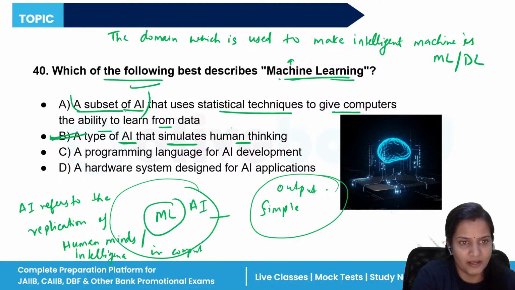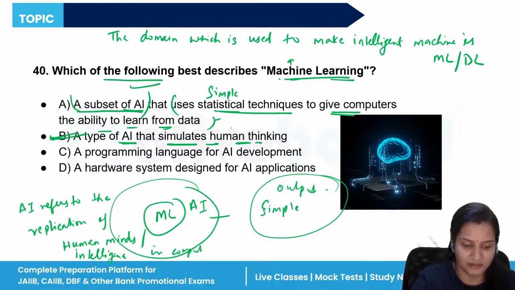Till here, it is correct. It is a subset of AI that uses statistical techniques to give computers the ability to learn from data. All these works a simple computer can also do. So what is unique in this case? What is unique is that it stimulates human thinking. It is the replication of human thinking. Clear? So that is why option B will be the correct answer.